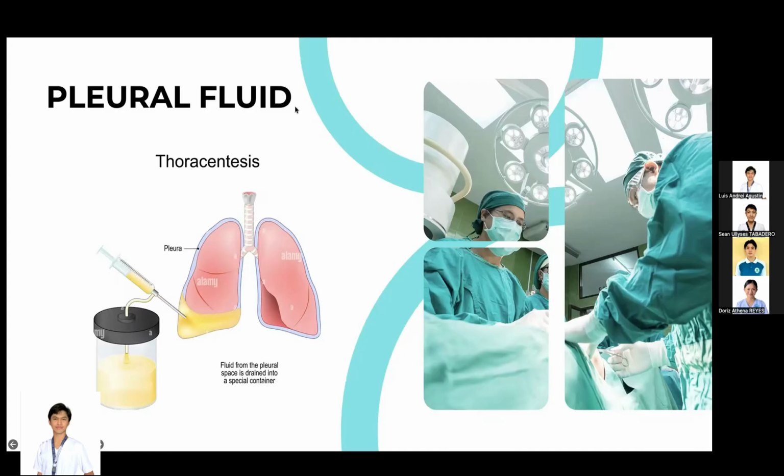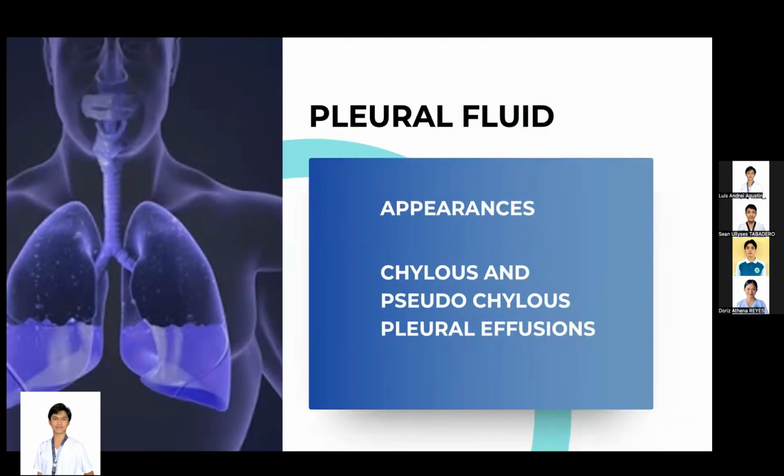The pleural fluid is a thin, watery liquid that lubricates the space between the pleura, the membranes lining the lungs and chest cavity. Analyzing its appearance and composition gives us vital diagnostic clues. We have pleural fluid appearances, which could be either chylous or pseudochylous pleural effusions.